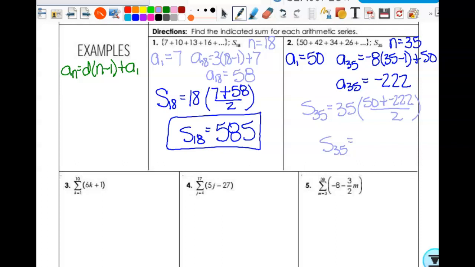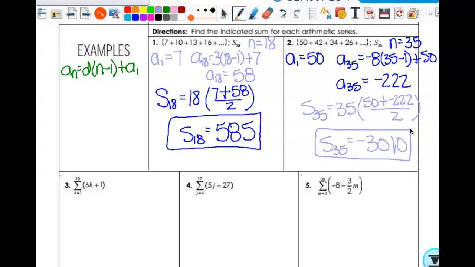I don't think that's right. Let me see what you typed in. Okay, where'd that second 35 come from? That should be the 35th term, which is negative 222. Yes, very good. Negative 3010. Y'all agree with that? Yes. All right, thank you. Okie dokie.